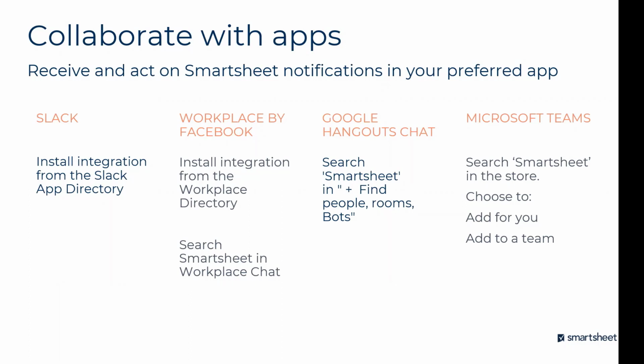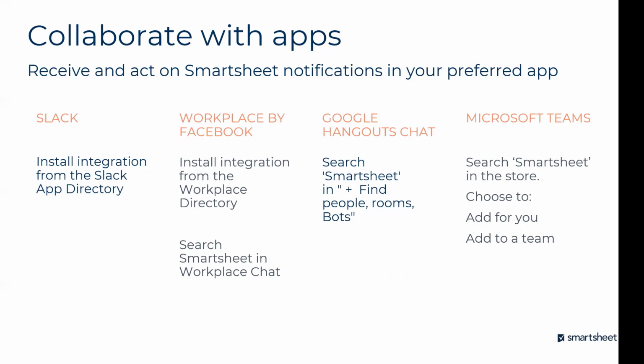So you can send this automation directly into Slack if you spend a lot of time there. I personally work in Google Hangouts chat all day. It's how I communicate with others about the work that we're managing. I'm not looking in my email to be notified about Smartsheet work. I'm looking in Hangouts chat where I already spend my time.